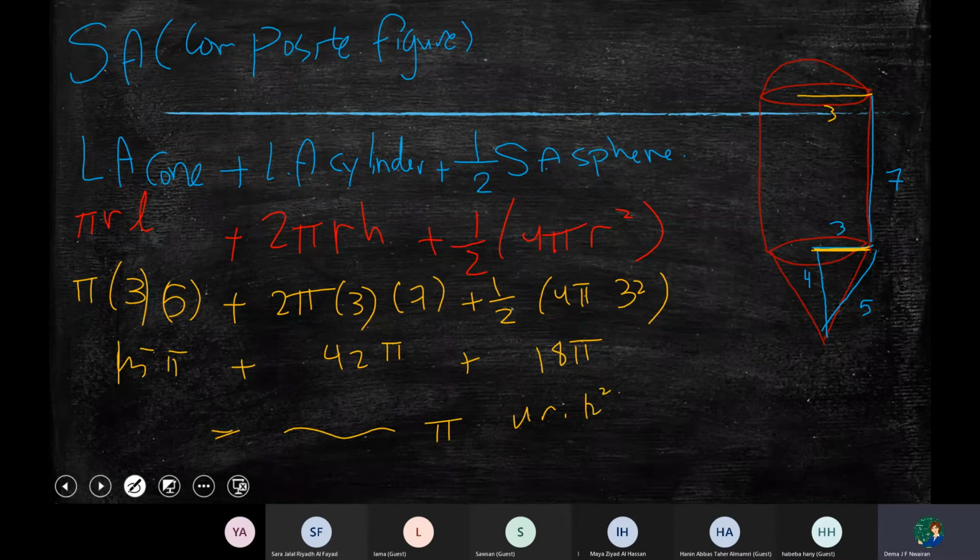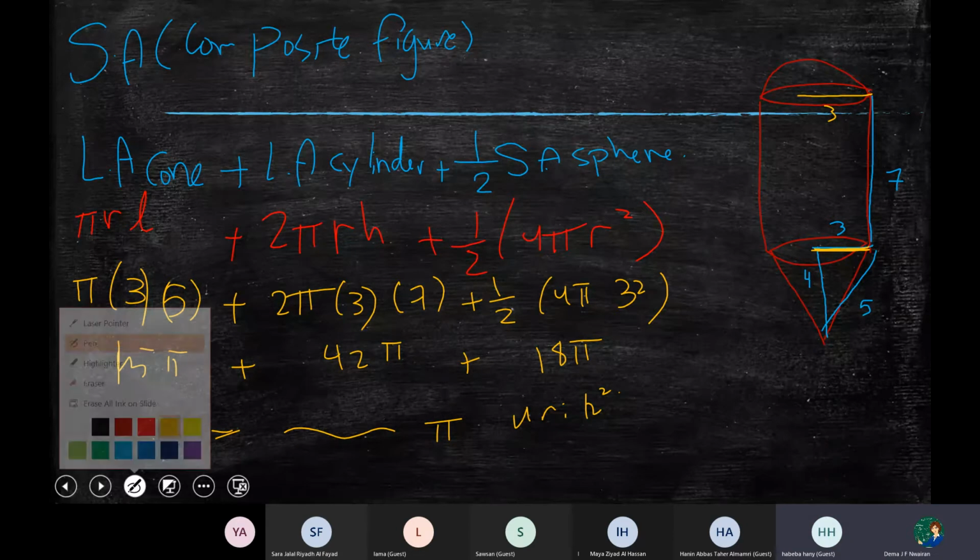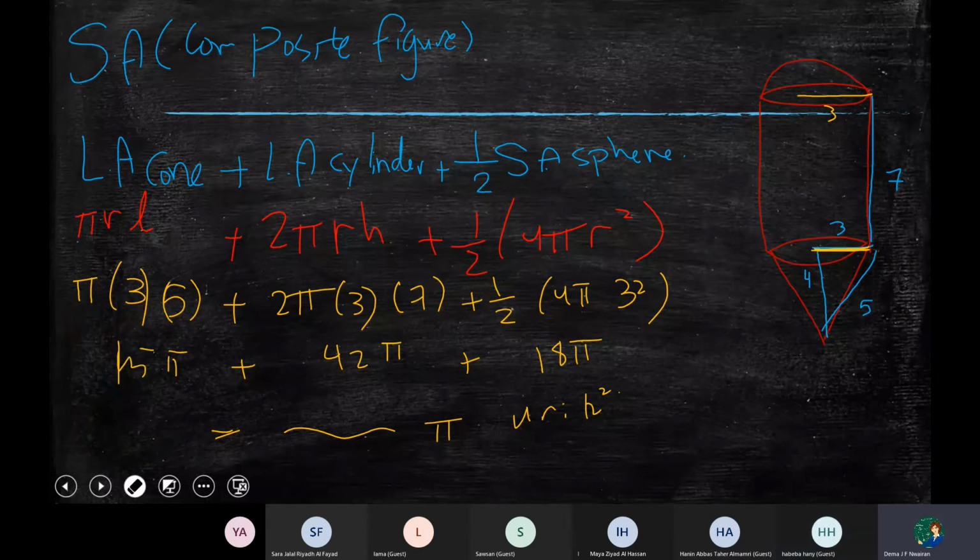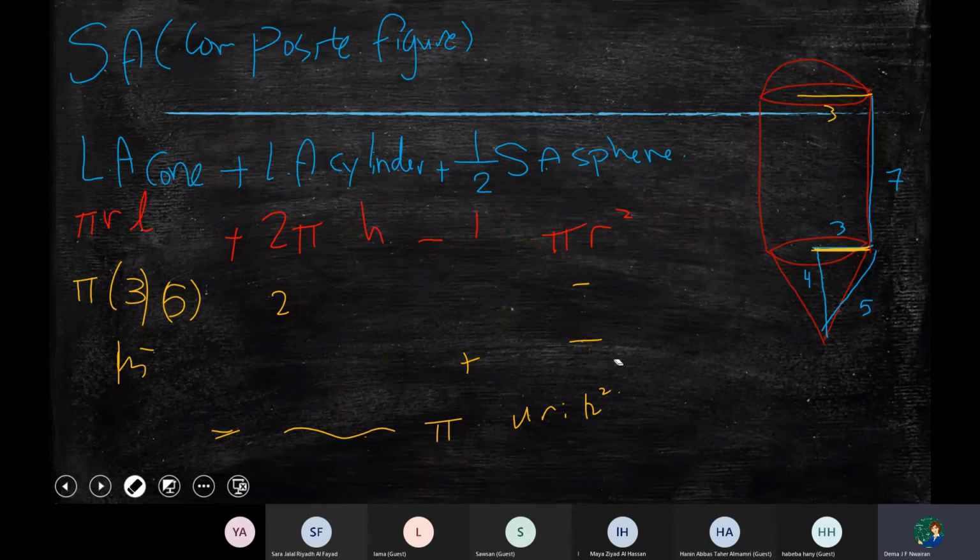Is it clear? Yes. Now, after I found the surface area, let's find now the volume.